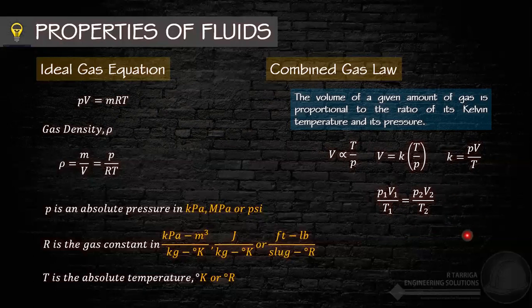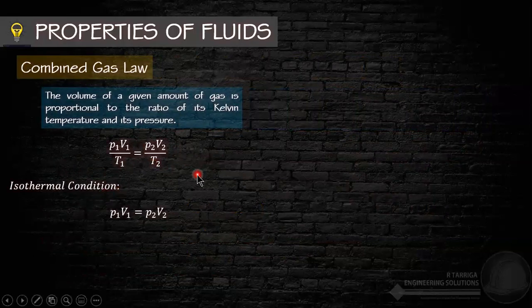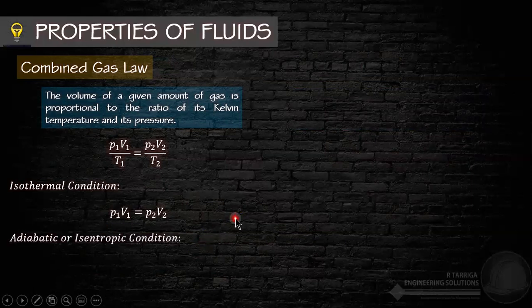Actually, there are many scientists who contributed to this: the isothermal state, the adiabatic or isentropic, and Charles's law, which is constant pressure, if I remember it correctly. Let's just focus on this. For isothermal condition, the temperature within the region or the surroundings is constant. So from this general equation, T1 equals T2, and of course they cancel, leaving P1 V1 equals P2 V2. If I'm not mistaken, Robert Boyle contributed this. And the other is the adiabatic or isentropic condition.